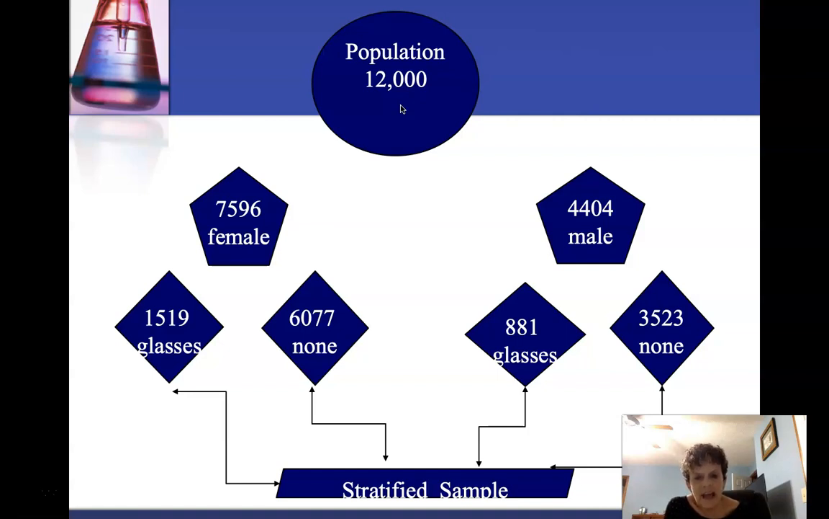So now we have these stratified samples. Originally, we had 2 strata right here, but then we broke it down into 4 different strata for this sample. So we could pick a few from the glasses female, a few from the non-glasses female, some from the glasses male, and some from the non-glasses male to get a better even distribution of all that are in our sample.